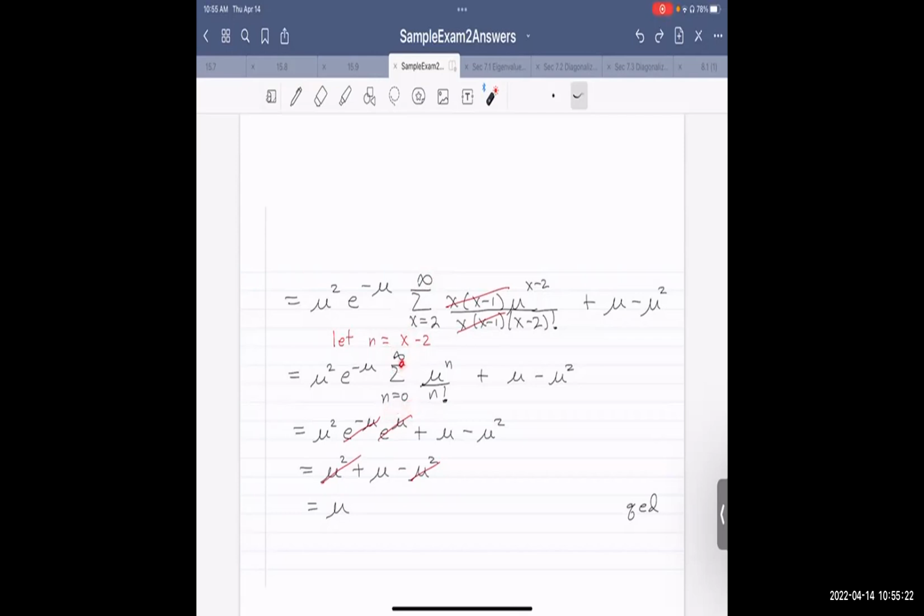The sum from n equaling 0 to infinity of mu to the n over n factorial is just e to the mu, which cancels with e to the negative mu. But then mu squares cancel, and so you get mu. And that's what you wanted to show.